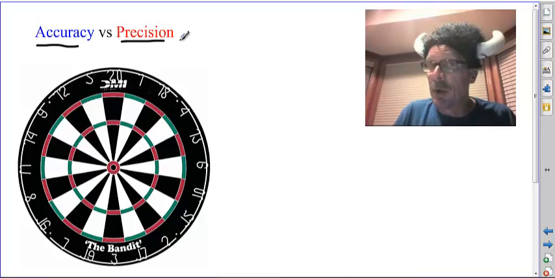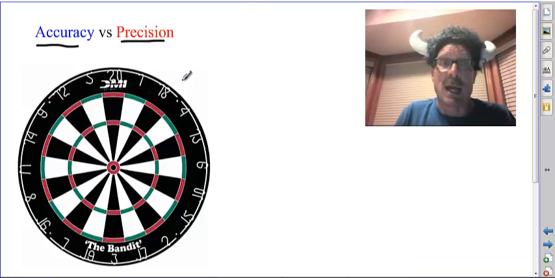You can be very precise without being accurate, and I'll use this dartboard as an example. Say I was aiming with my 3 darts for the bullseye, but my darts hit here, here, and here. They all cluster together nicely in the 18s there, but in relation to what I wanted to hit, which was the bullseye, it wasn't very accurate. Very precise, not very accurate.